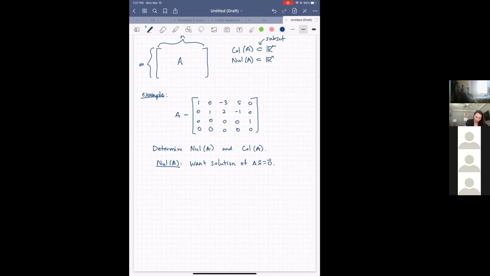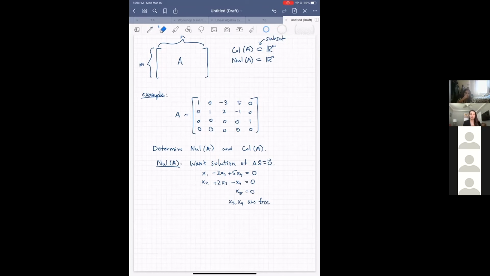If we set A times X equal to 0, what we get out of this system is X1 minus 3X3 plus 5X4 equals 0. That's from the first row. The second row tells us that X2 plus 2X3 minus X4 equals 0. The third row tells us that X5 is just 0. And then we have two free variables: X3 and X4 are free.